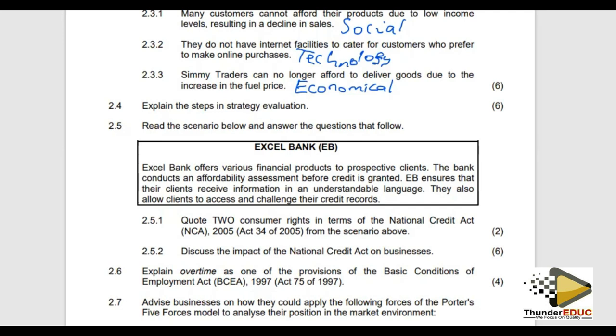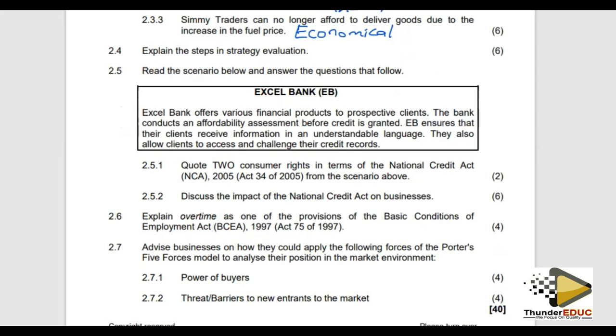Excel Bank, which is EB. Excel Bank offers various financial products to prospective clients. So this one on its own, before you can even jump onto any question, it does operate under the tertiary sector. Okay, right. So now the bank conducts an affordability assessment before credit is granted, which is good. And the bank ensures that their clients receive information in an understandable language, which is good. They also allow their clients to access and challenge the credit records. Wow, I love this business.